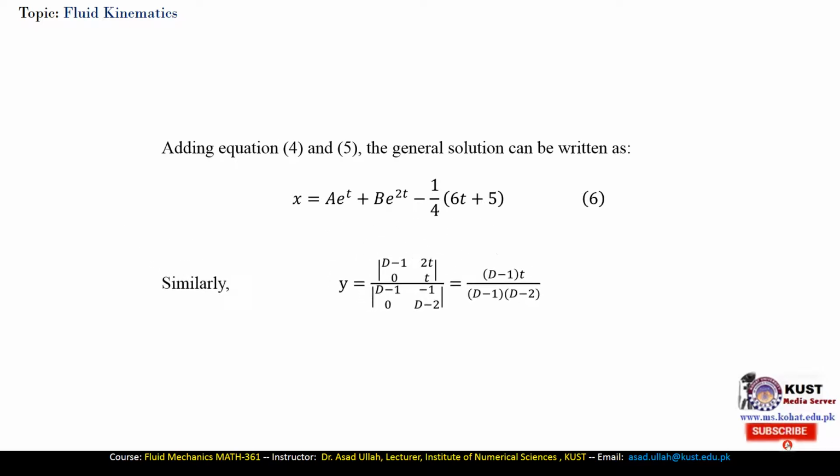Similarly, to find the unknown y, we use Cramer's rule, where the first column is the coefficient of x and the second column is the right hand sides of both equations. Now, using the 2 cross 2 determinant rule, we get (D minus 1) times t, and in the denominator we get (D minus 1) times (D minus 2). Using cross multiplication, we get (D minus 2) into y equals t, as given in equation number 7.